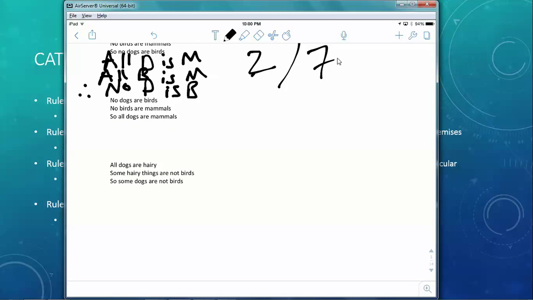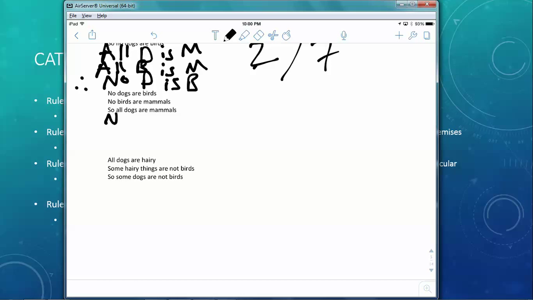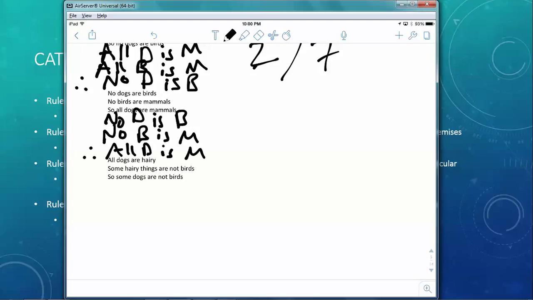Next one, no dogs are birds. Oh, that's incredible that I can continue to make the same mistake over and over again after not doing it this entire time. No D is B. No B is M. So, therefore, all D is M. I don't know if any of these are valid. It looks like none of them are.